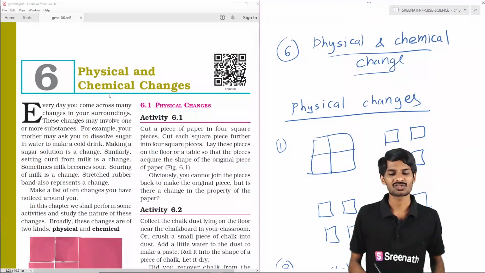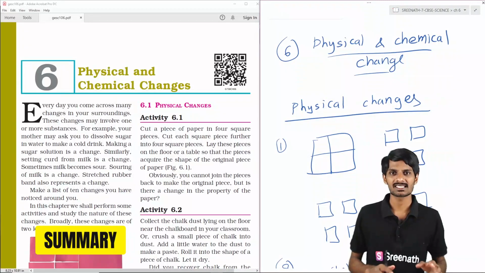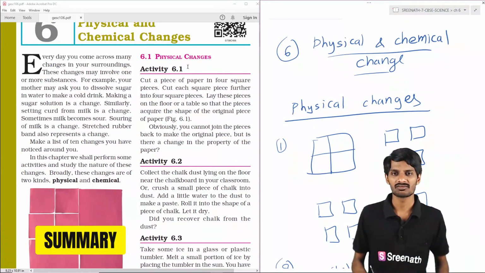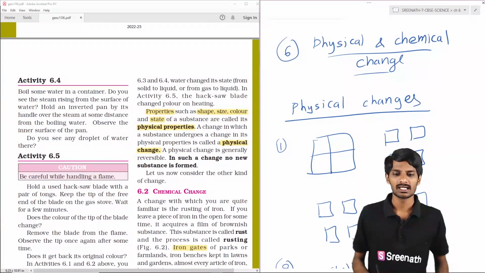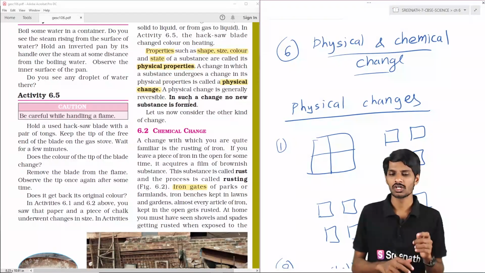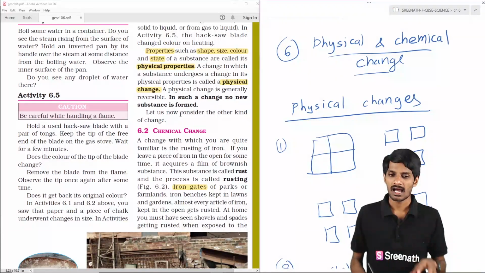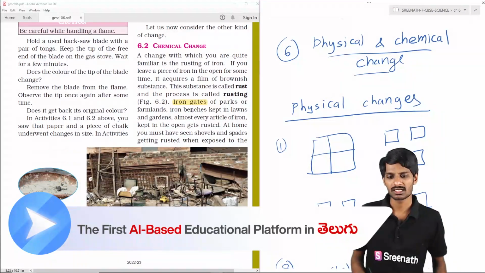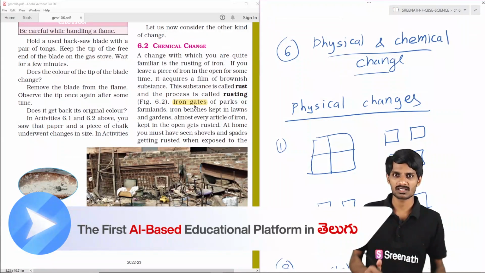Now we will see the overall summary of this chapter, physical and chemical changes. First is physical change, students. Properties such as shape, size, color and state of a substance are called physical properties. If the physical properties change, we say there is a physical change. In a physical change, no new substance is formed and the change is reversible. In a chemical change, new substances are formed.